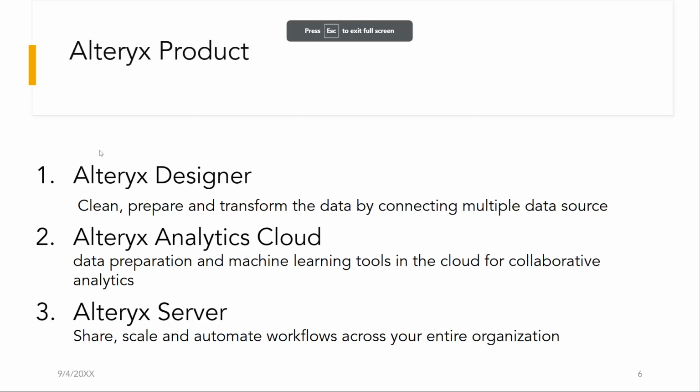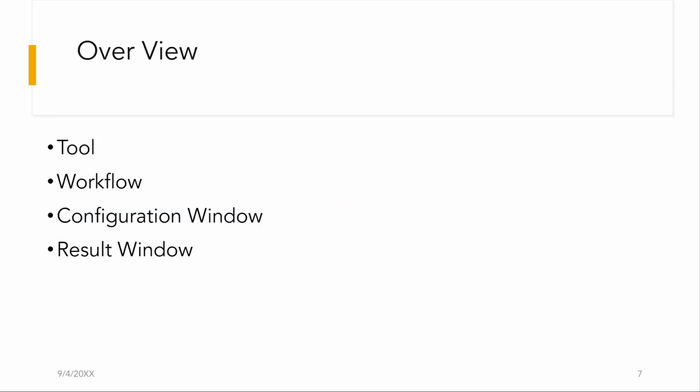Alteryx product. There are three types of Alteryx product. First one is Alteryx Designer: clean, prepare, and transform the data by connecting multiple data sources. Second is Alteryx Cloud: data preparation and machine learning tools in the cloud for collaborative analytics. Third one is Alteryx Server: share, scale and automate the workflow across the entire organization.